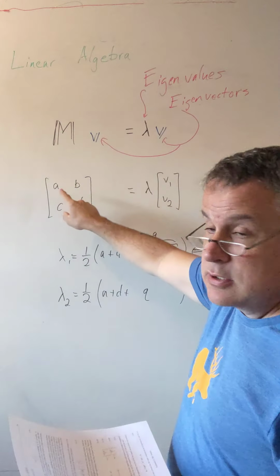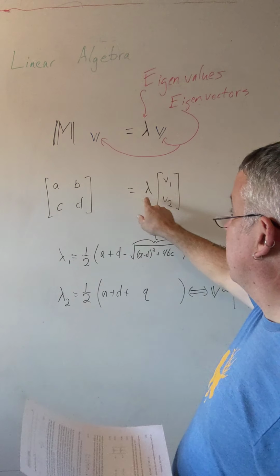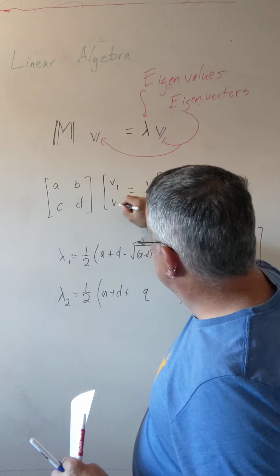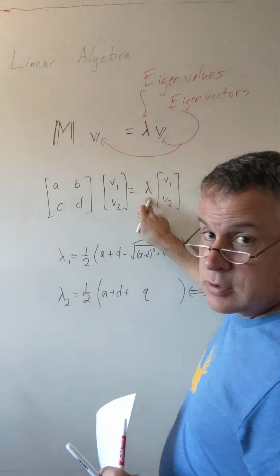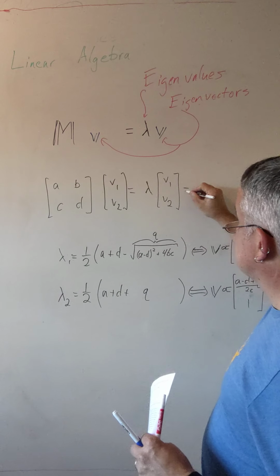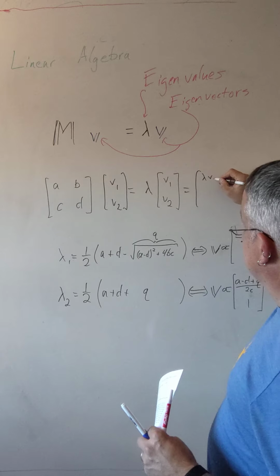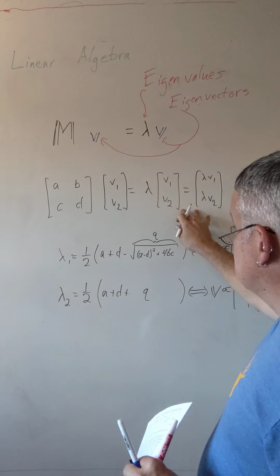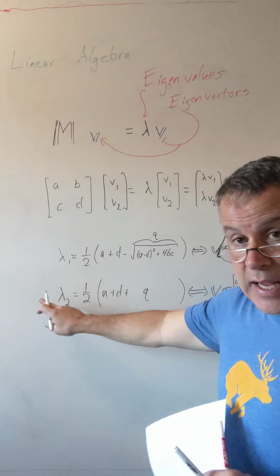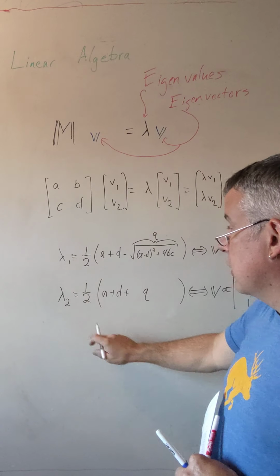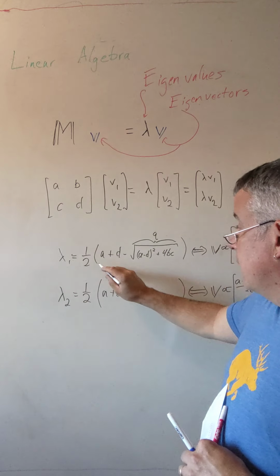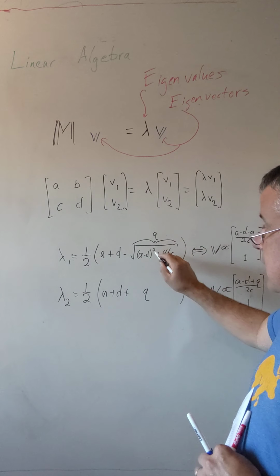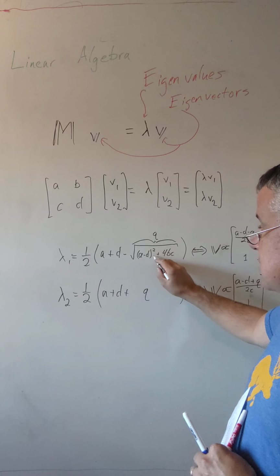So for our standard 2x2 matrix, A, B, C, D, times a vector, V1, V2, to be equal to a scalar, just a number, times that vector, which is the same thing as saying lambda V1, lambda V2, this is the answer that we could plug in to make that work. The first eigenvalue is 1/2 (A plus D minus a complicated quotient here, which I've written as Q, which is the square root of (A minus D) squared plus 4BC).